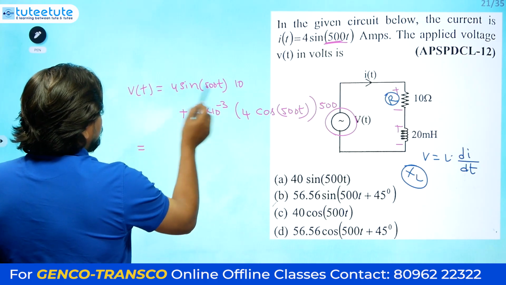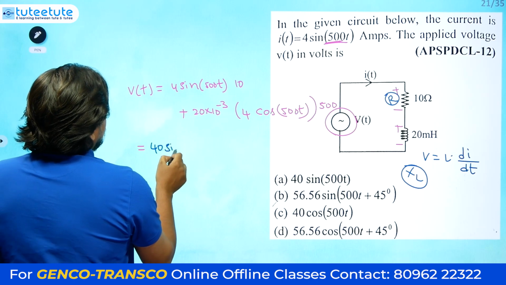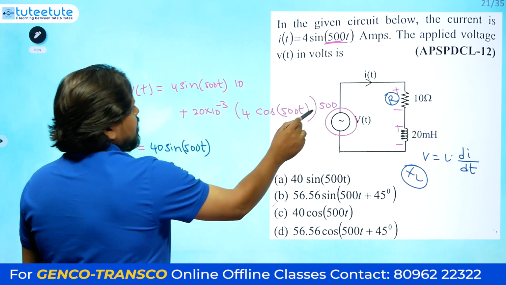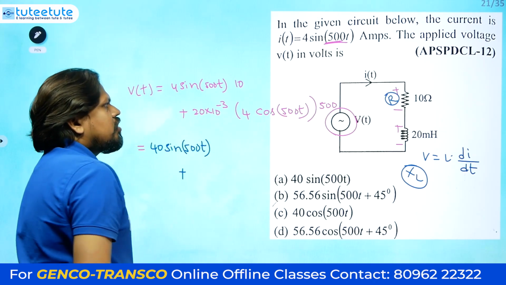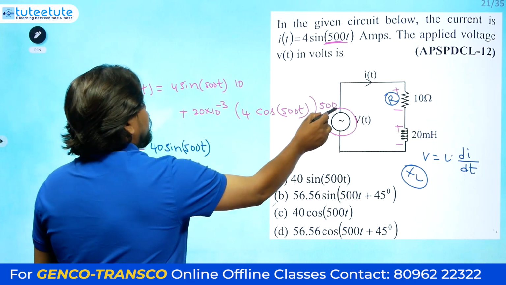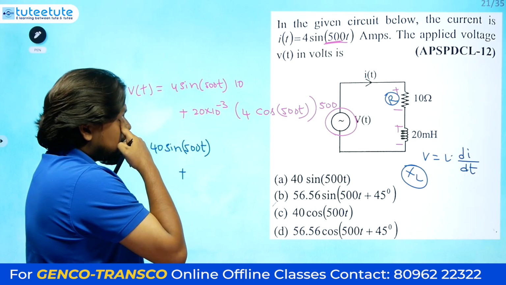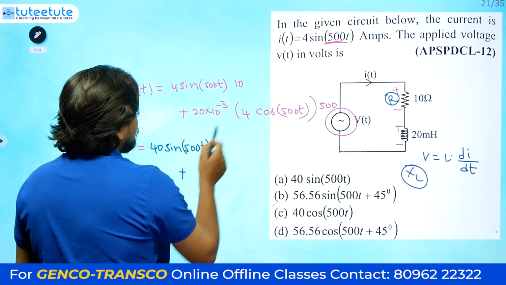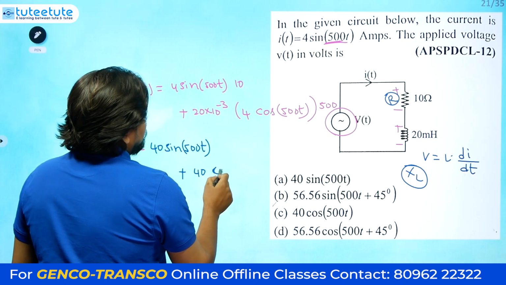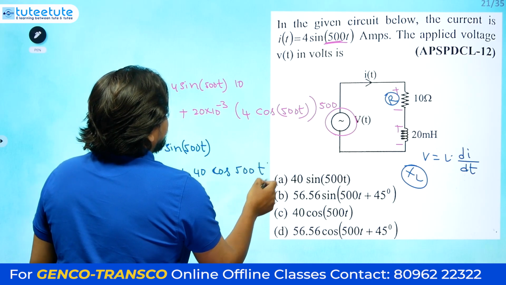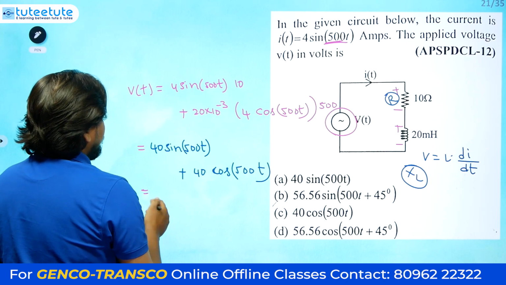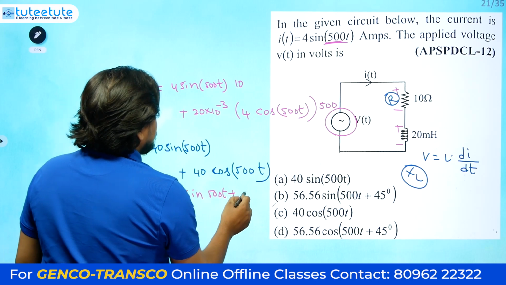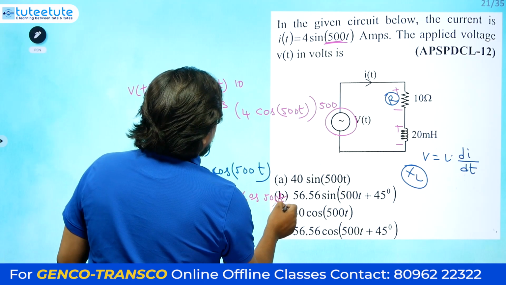4 sin 500t into 10 means 40 sin 500t. This is the first term, plus 10 power minus 3 into 500 into 20. 500 into 20 means 500 into 2 is 1000, 1000 into 0 is nothing, but 10,000 it is. 10,000 into 10 power minus 3 means you will get 10. 10 into 4 is nothing but 40 again, so 40 cos 500t. This is the complete expression. If you simplify this, you will get 40 into sin 500t plus cos 500t.